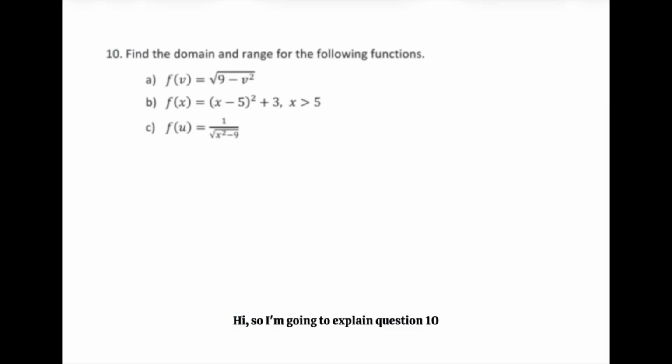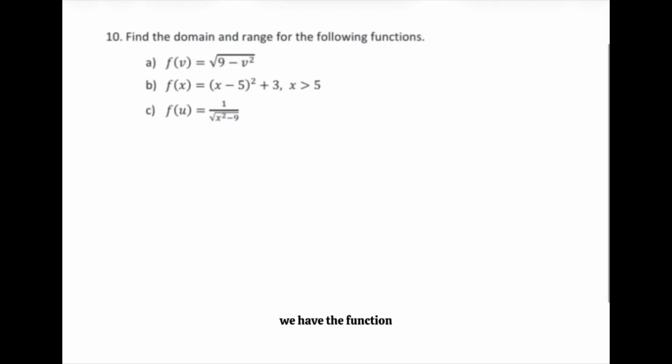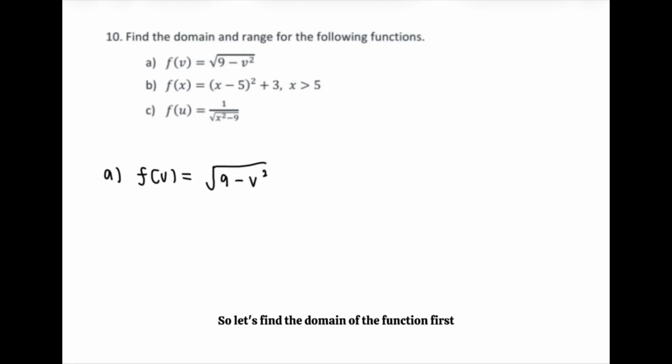So I'm going to explain question 10, which asks us to find the domain and range for each function. I'll just go through each part step by step. For part A, we have the function f(v) equals the square root of 9 minus v squared. So let's find the domain of the function first.